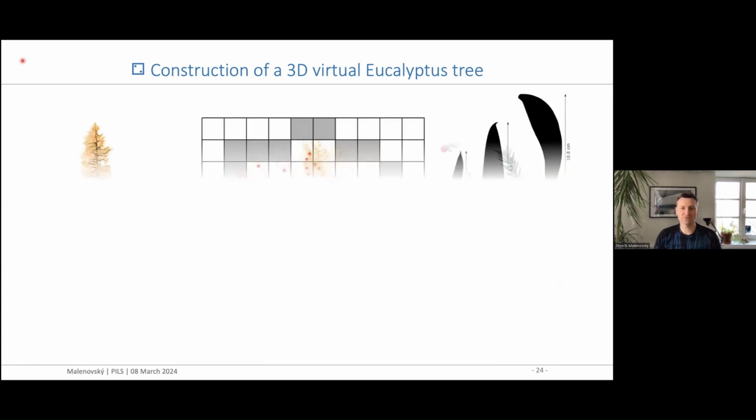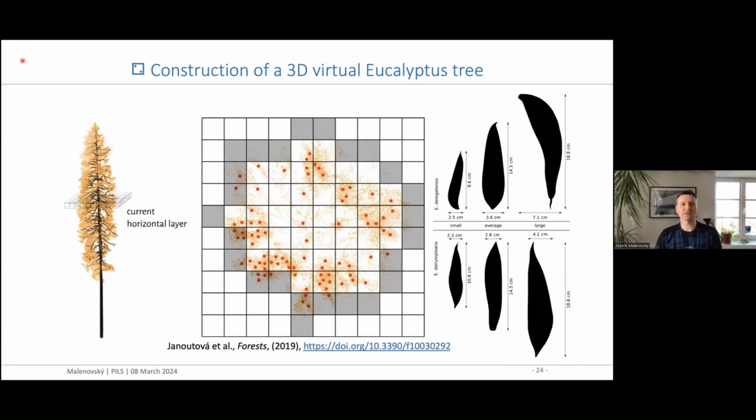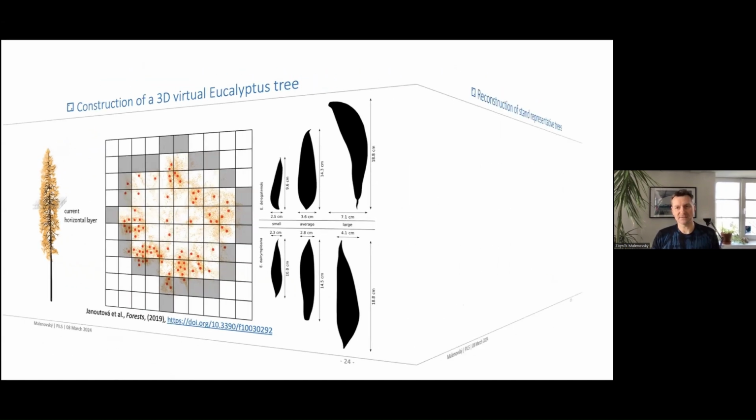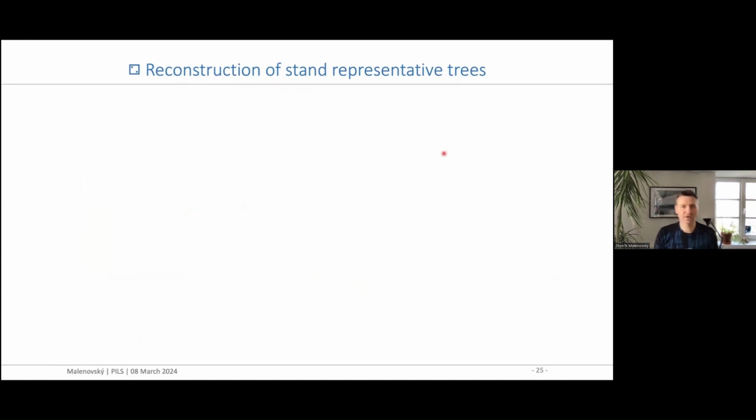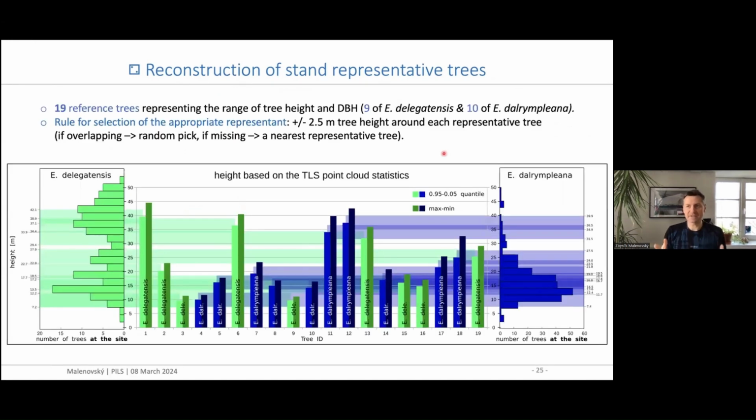The distribution of the leaves was done per vertical and horizontal layers of the canopy, where the density of points was taken as attractors. We had prototypes of the leaves, the actual leaf shapes, made in Blender, which we distributed through the canopy based on the point cloud density.